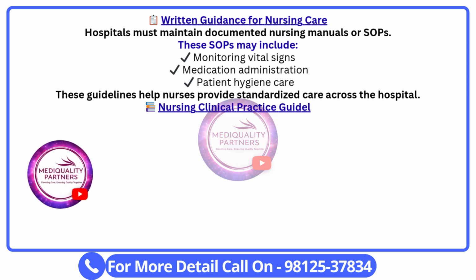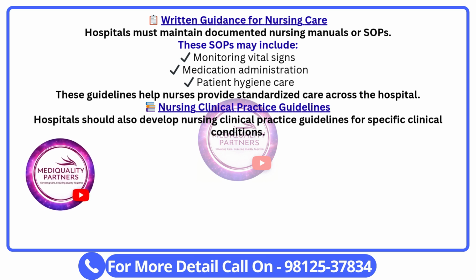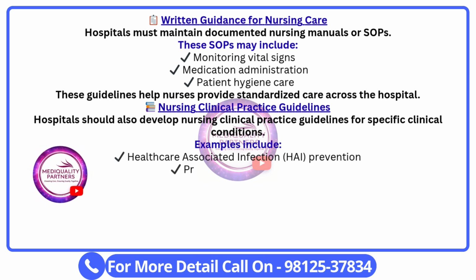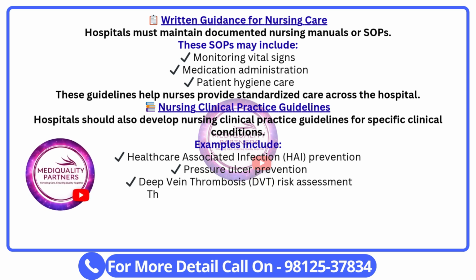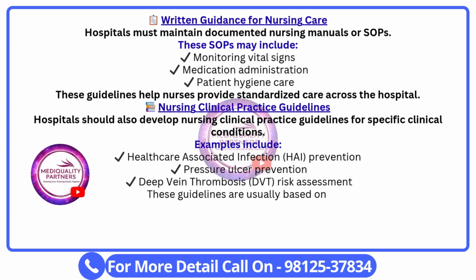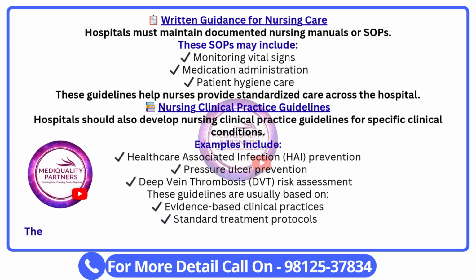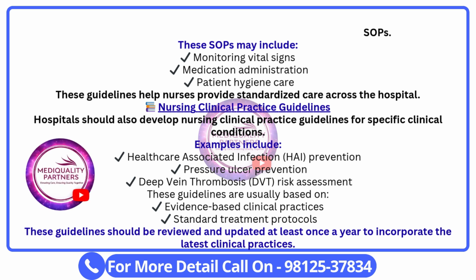Nursing clinical practice guidelines. Hospitals should also develop nursing clinical practice guidelines for specific clinical conditions. Examples include healthcare-associated infection, HAI, prevention, pressure ulcer prevention, deep vein thrombosis, DVT, risk assessment. These guidelines are usually based on evidence-based clinical practices and standard treatment protocols. These guidelines should be reviewed and updated at least once a year to incorporate the latest clinical practices.